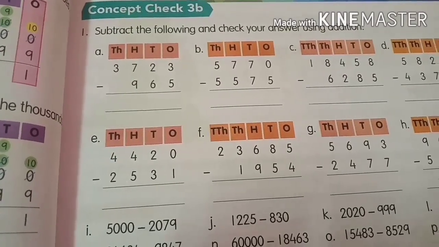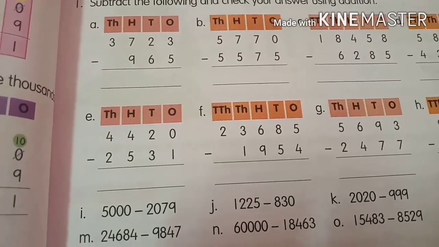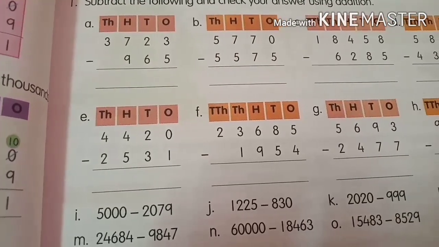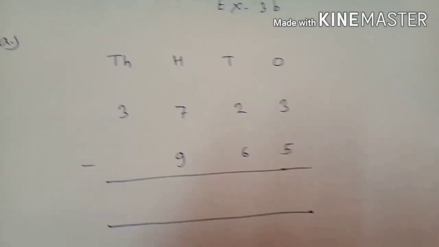Now we will solve exercise number 3B, and our first question is we have to subtract 965 from 3723. So this is our minuend.